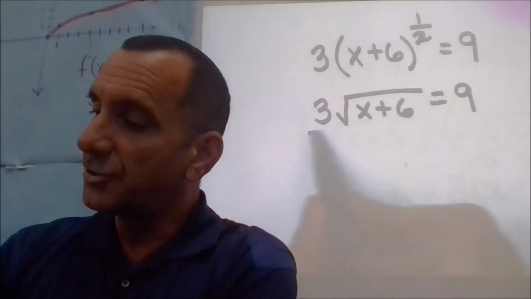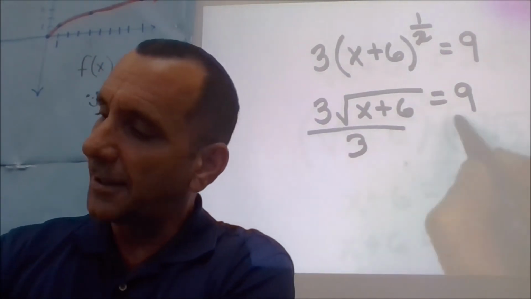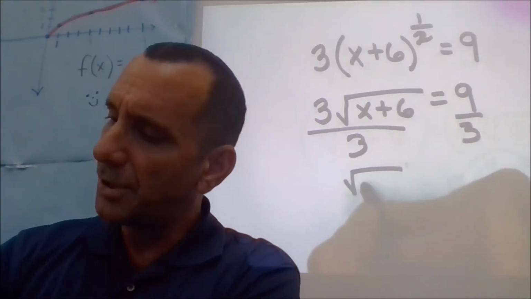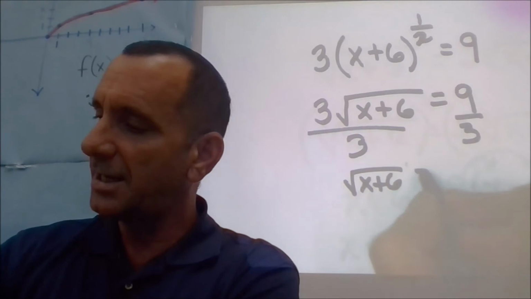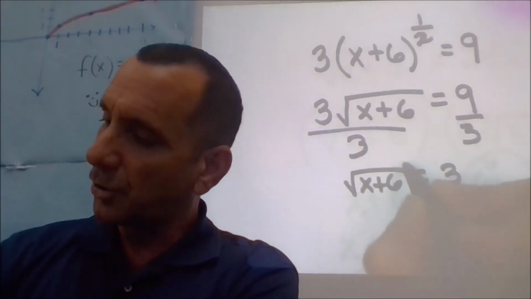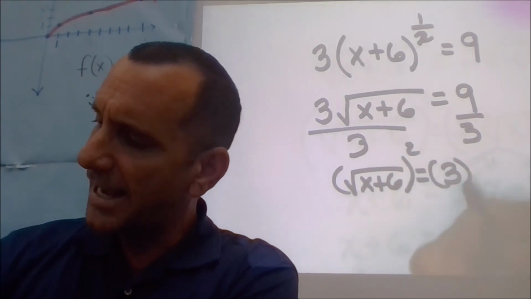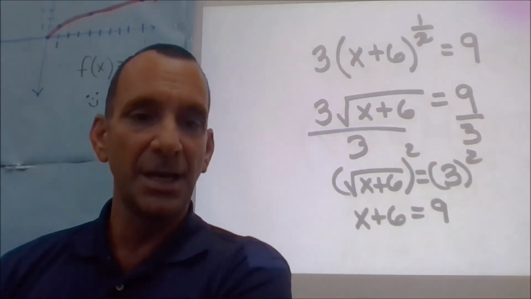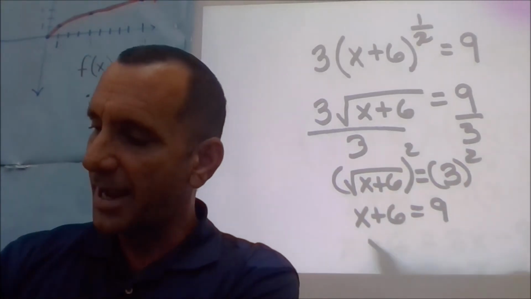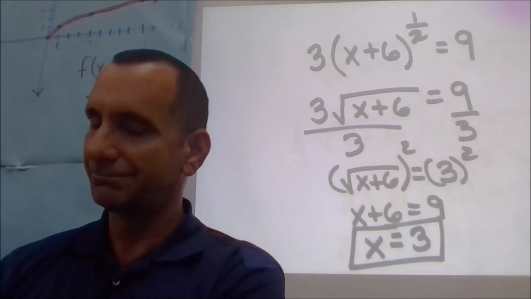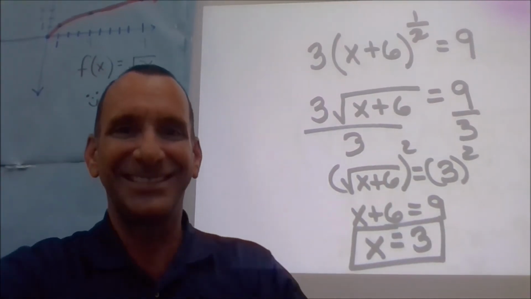So all I'm going to do is divide by 3. And that'll get me the square root of x plus 6 equals 3. Manageable numbers to work with. Square both sides. We get x plus 6 equals 9. And doing the simple math on that one, we get x equals 3. And there you have it.